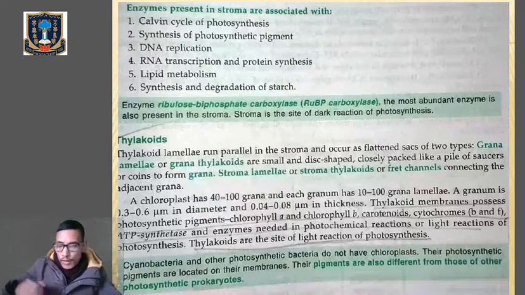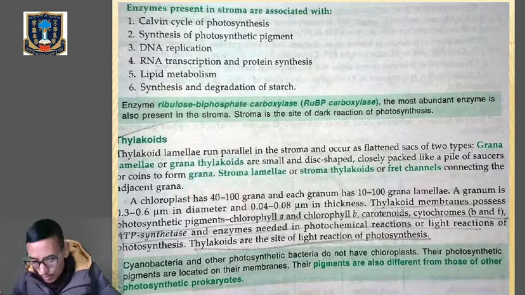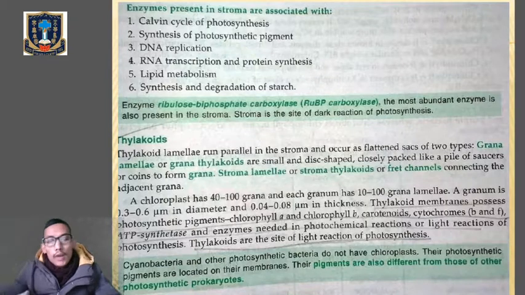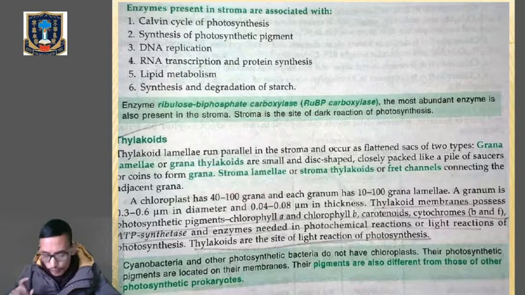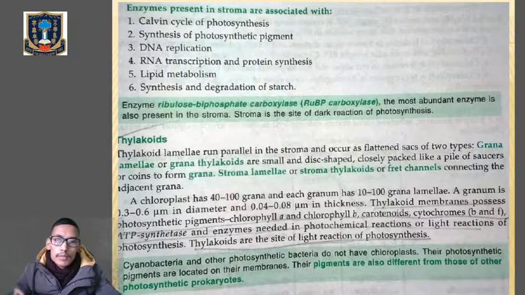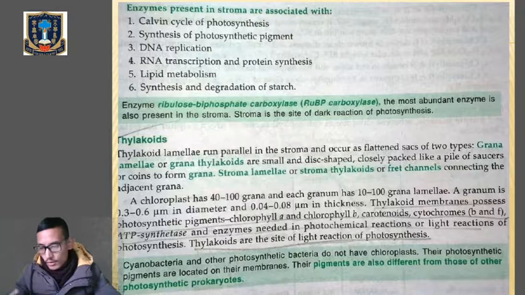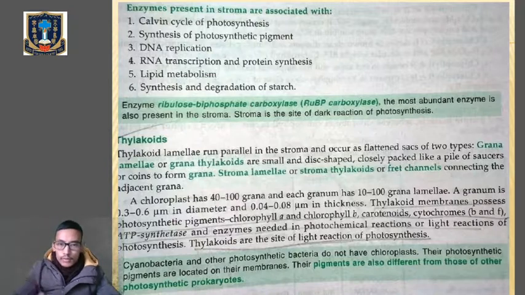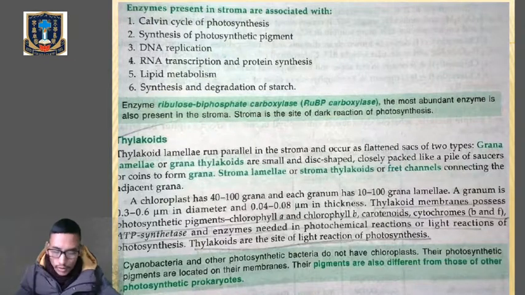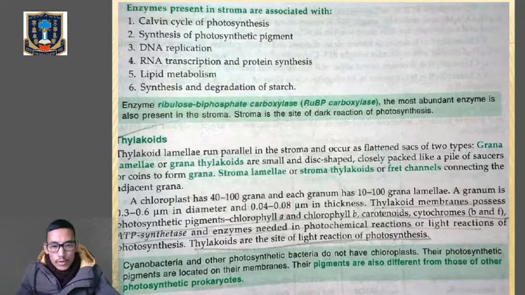Clear? Now, what are the enzymes present in the stroma? It contains the enzymes that will help in the Calvin cycle of photosynthesis. We will discuss it in the next class. Synthesis of photosynthetic pigments takes place in the stroma. DNA replication, RNA transcription, protein synthesis, lipid metabolism, and synthesis and degradation of starch, all these events take place in the stroma.